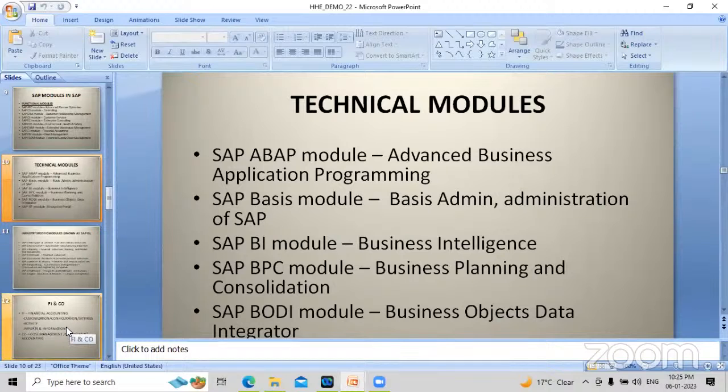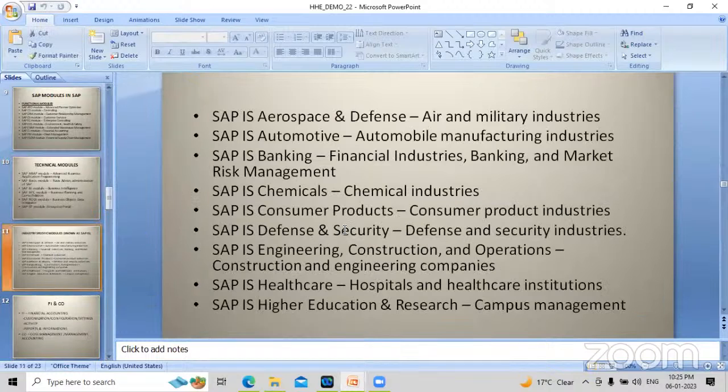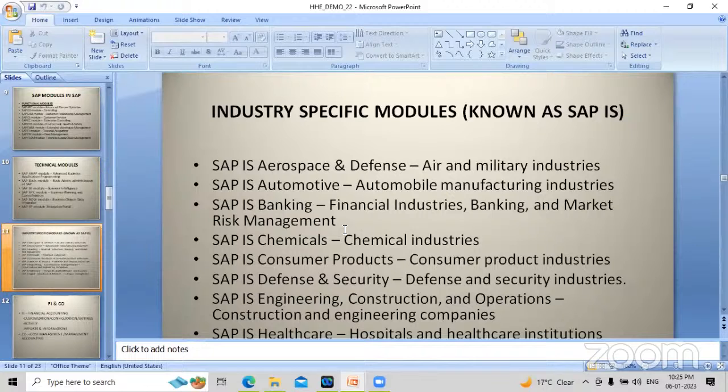Clear? The third module, which hardly anybody knows nowadays, is called industry specific modules. In short, we say SAP IS. SAP IS means industry specific. So beyond your imagination, even if you have not given it a thought, SAP has penetrated areas which are of very high security purpose.